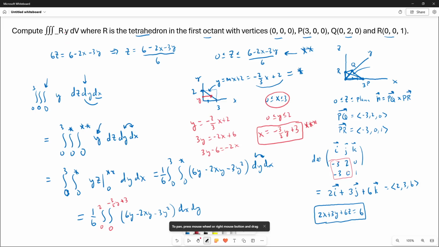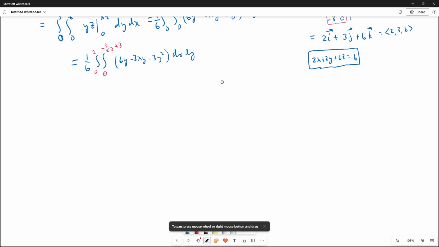If it was an xy, we would be in the same boat no matter which way we went. And if it was an x, then I think we would prefer to integrate the way we did with y first. Okay, well, let's compute this iterated integral here now.